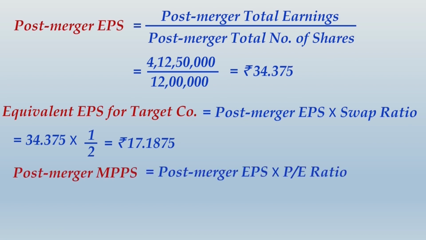But first we work out the post-merger market price per share. That will be again very simple. That is post-merger EPS multiplied by price earning ratio. The price earning ratio of acquirer company was 16 times. So 34.375, that is post-merger EPS, multiplied by price earning ratio 16 times will give you post-merger market price per share as rupees 550. So friends, note down these calculations and then we shall move ahead.